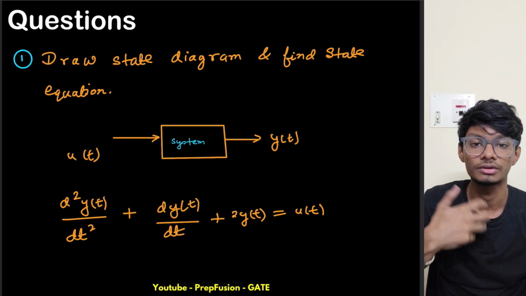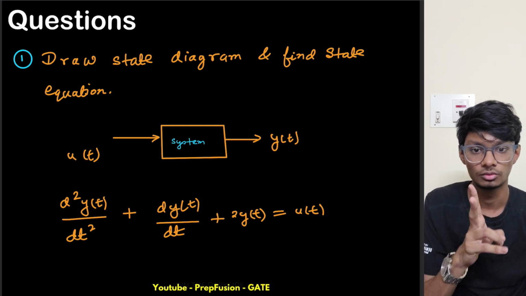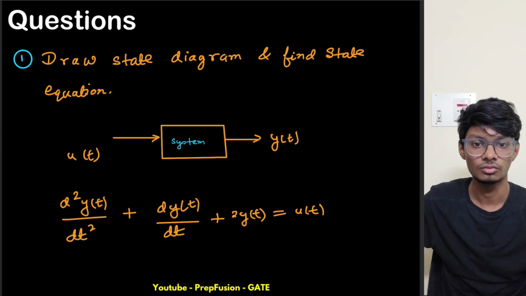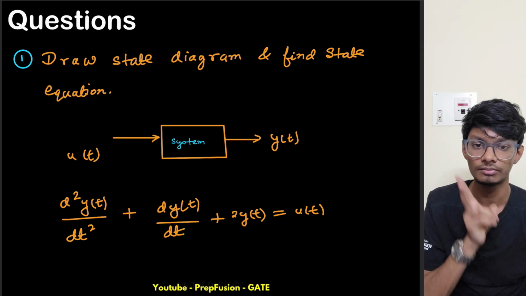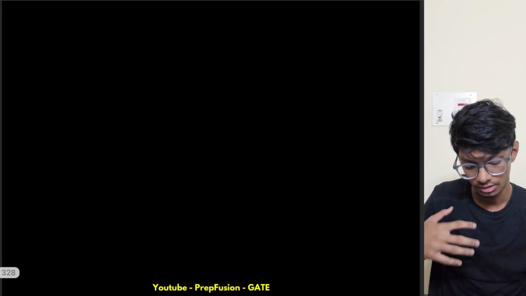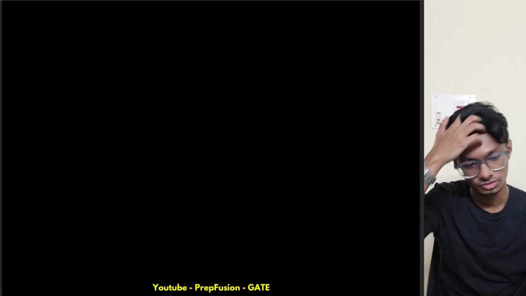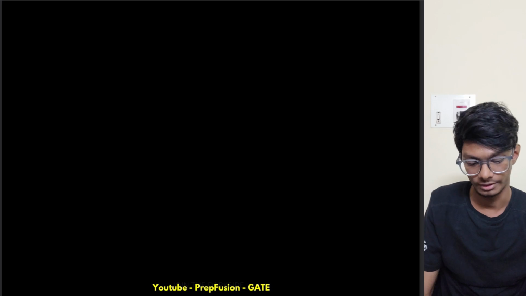So how many state variables do we have to take? We have to take 2 state variables. We can take more than 2, but we cannot take less than 2. Minimum we have to take 2 state variables. Now the first one, obviously I will solve. You don't have to solve it by yourself, because you don't know anything right now.